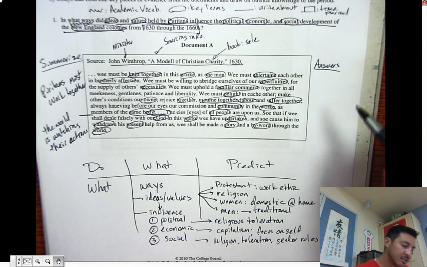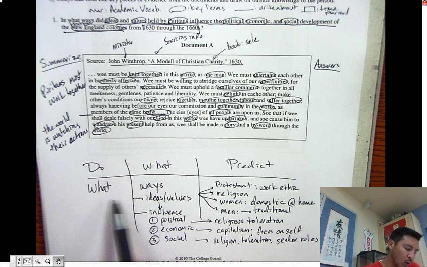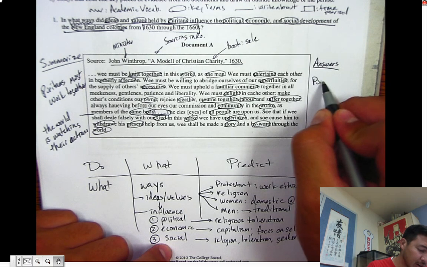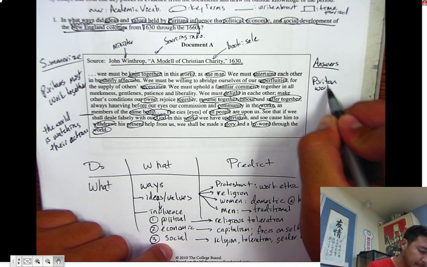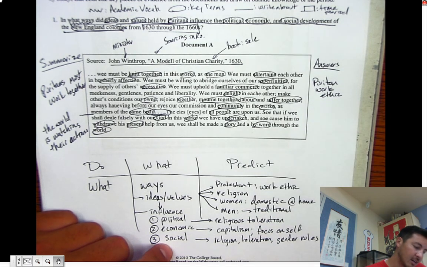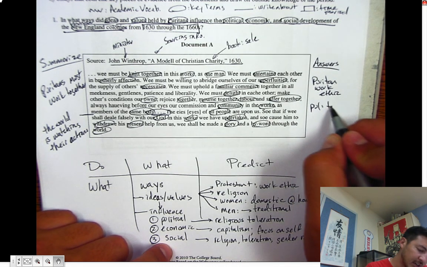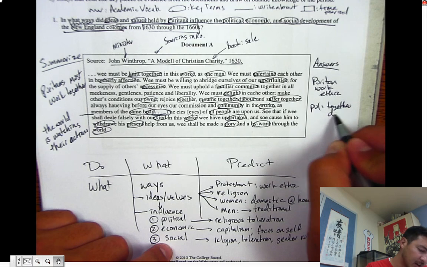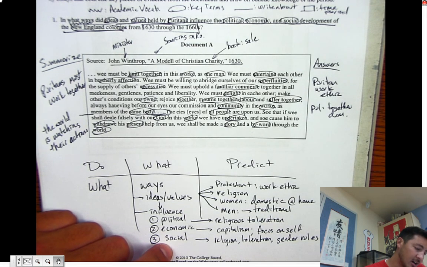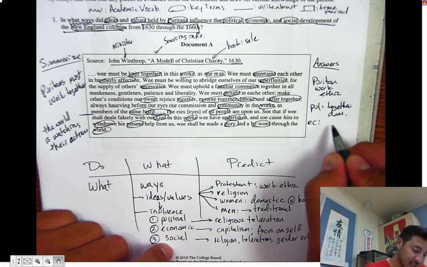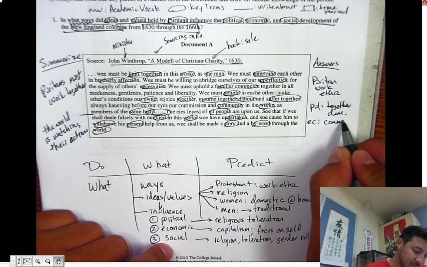Okay, so how does this answer the question? Remember, let's go back to this. What were the ideas and values? Well, it literally looks like a Puritan work ethic. And how did that change things? Well, it looks like politically, they kind of wanted to work together, so you have this idea of maybe a democracy. I don't know about social, but economically, it's almost like a sense of communism and working together.